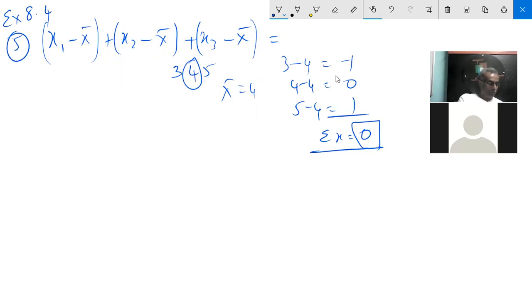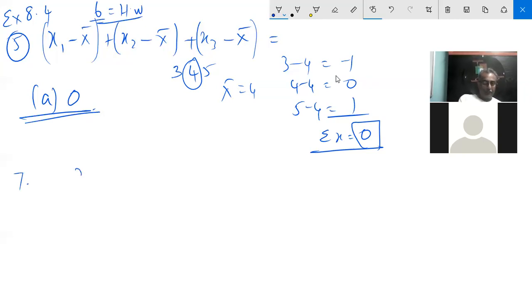Fifth sum is always A. Option 1, uncle. Algebraic sum of the deviations of set of n values from their mean is 0. Okay. Sixth sum maybe you can do. Let us do seventh sum then. Sixth sum homework. Let us do seventh sum.